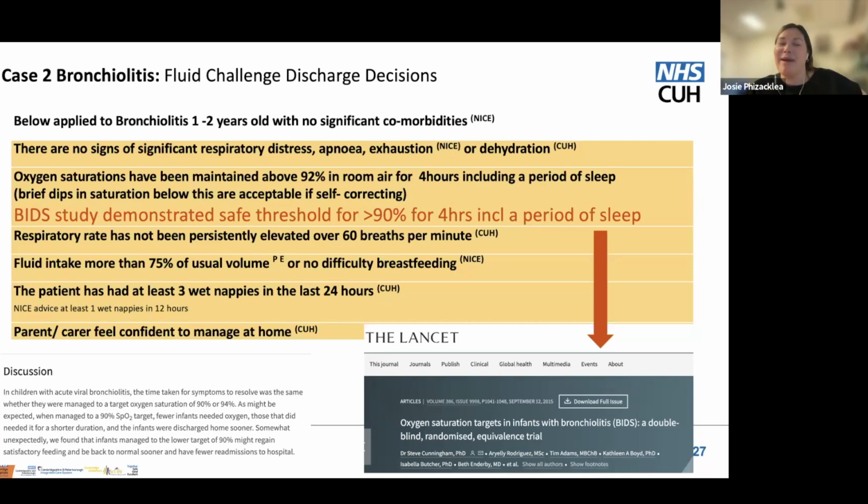So they managed to blind it: children were either randomized to a group who had modified sats probes that read 94 when they were actually at 90, or they were randomized to standard sats probes. So it's quite interesting because the staff and the family were also blinded to the saturations. And this study wasn't set in an ED, it was set in a PED, I guess an assessment unit setting, which may not be completely different to an ED setting, but just be aware it was in that context.